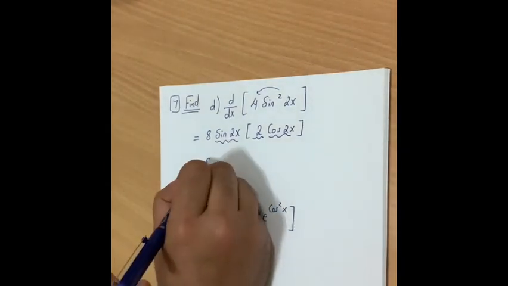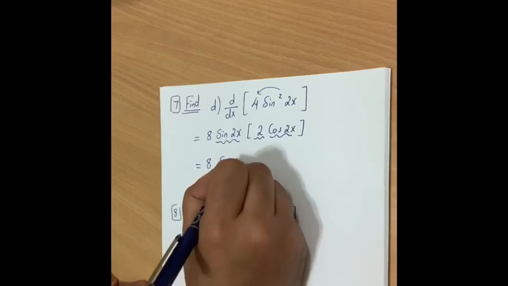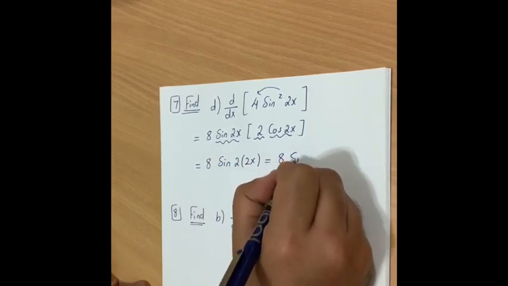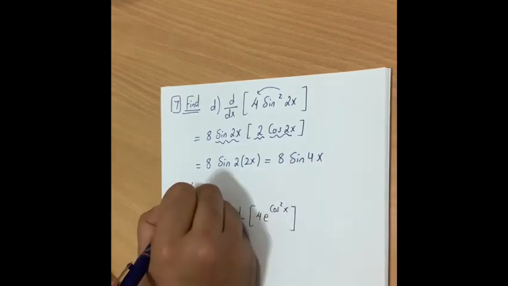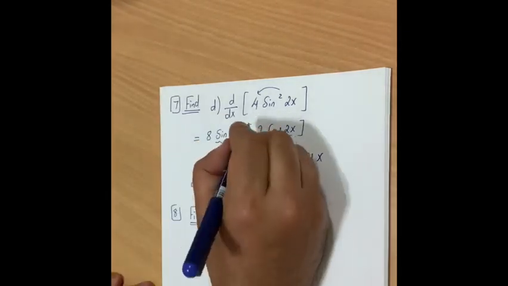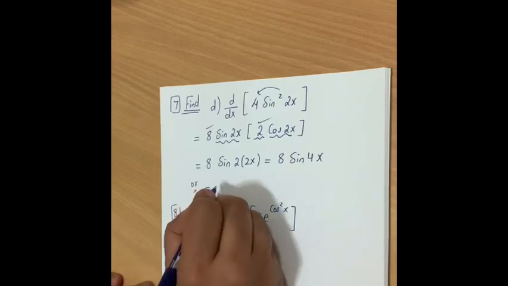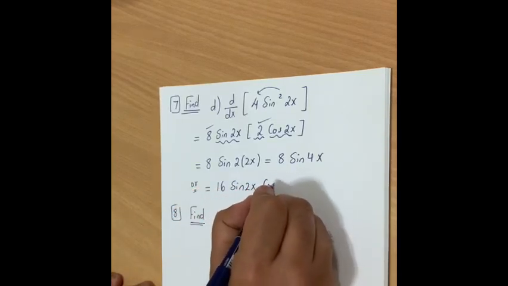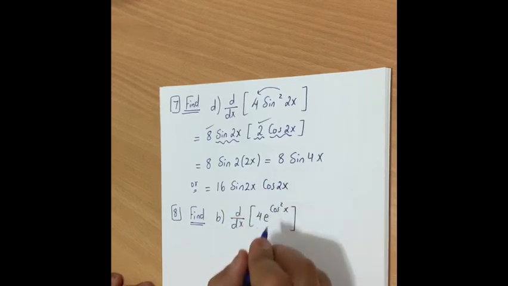So you can write 8 sine double of 2x, which is equal to 8 sine of 4x. Or if you want to write it in the simplest form without expressing it as a sine of the double angle, you just multiply the 2 by the 8, then you will get 16 sine 2x cosine 2x.